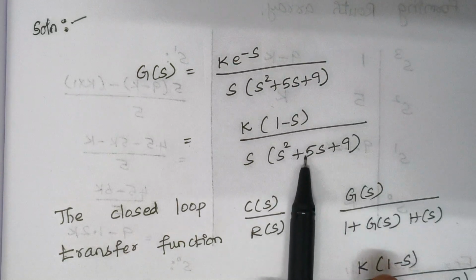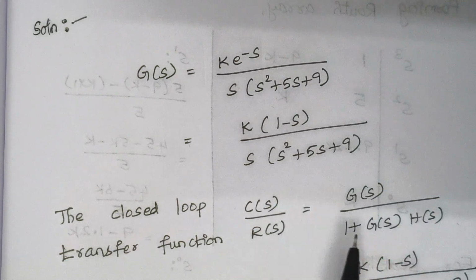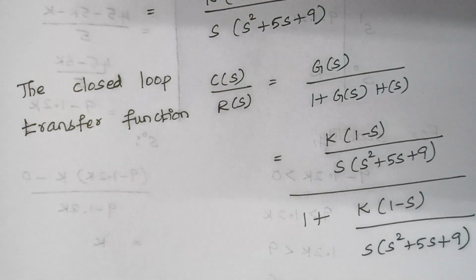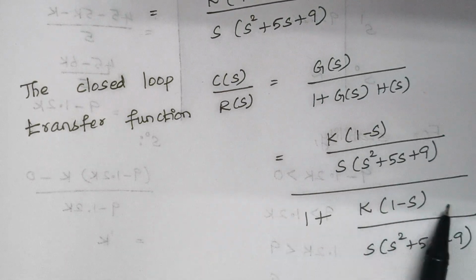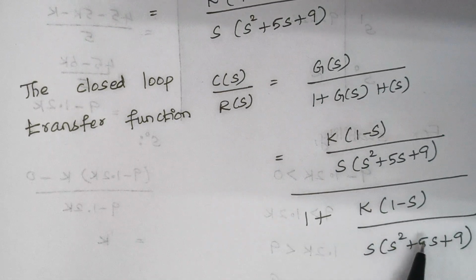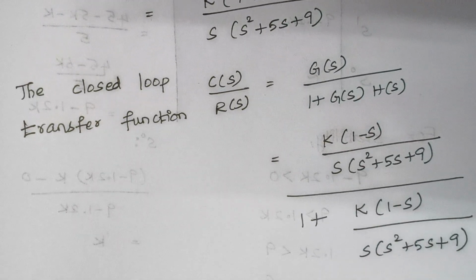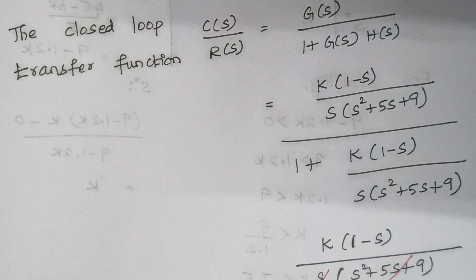So this is our G of s value. Just substitute the value of G of s in this equation. So here when you substitute, we are getting an expression G of s divided by 1 plus G of s, and the value of H of s is 1. Right. So the next step is we have to take the LCM.